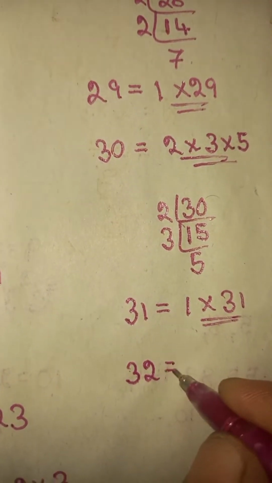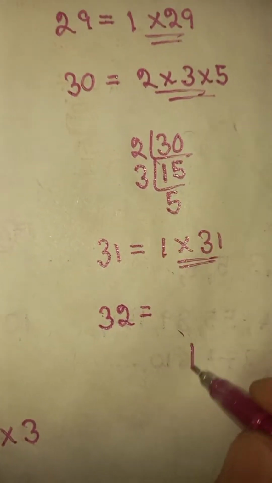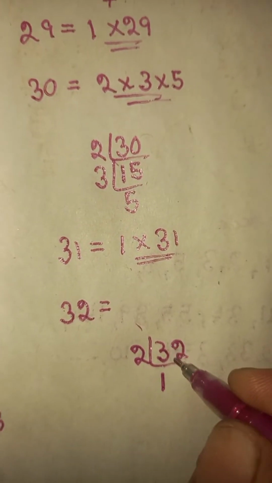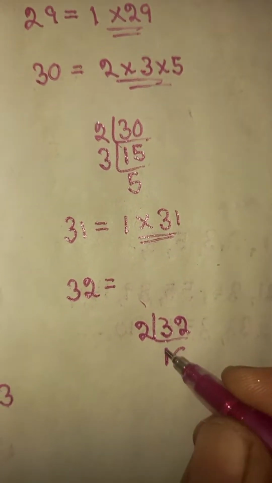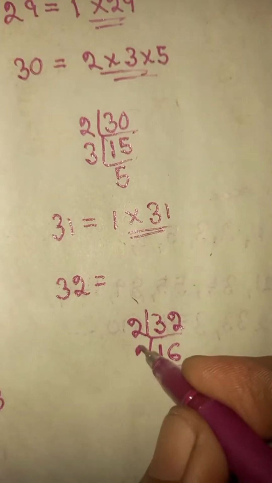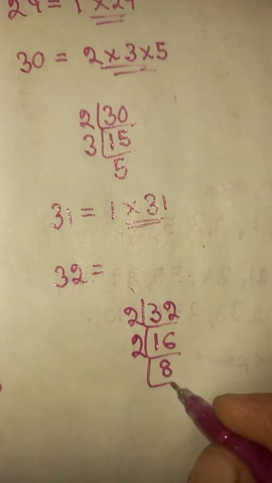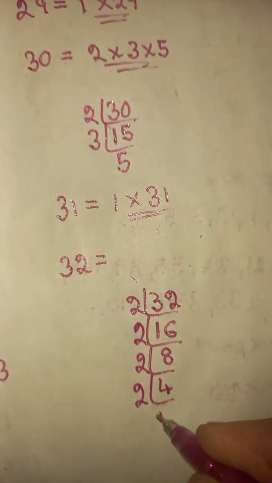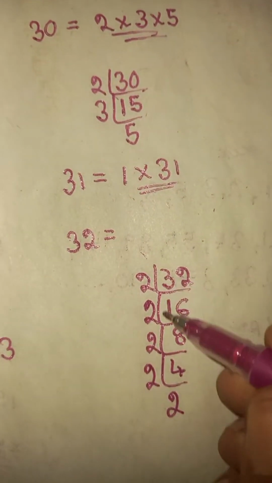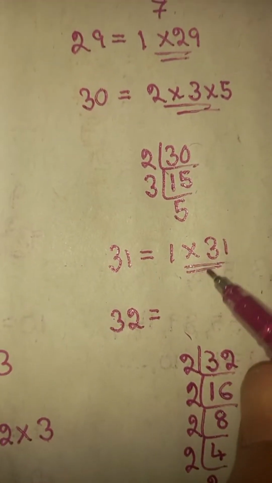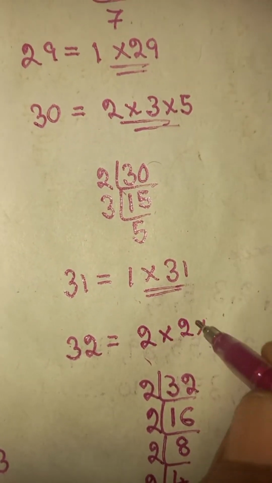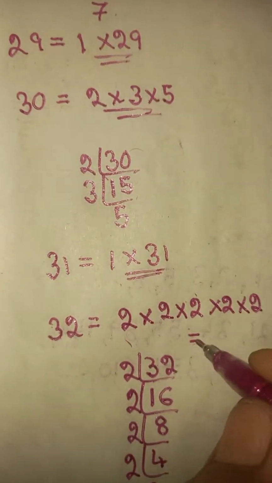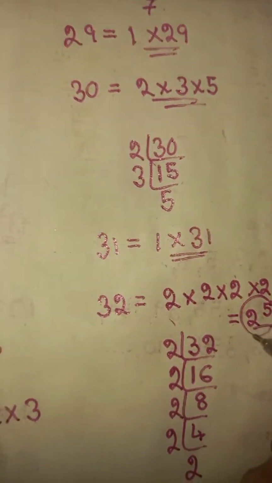Write what is 32. 32 you can start dividing here. 32 can be divided as 2 times 16. 16 can be divided again, 2 times 8 is 16. 8 can be divided again, 2 times 4. 4 can be divided again as 2 times 2. 1, 2, 3, 4, 5. There are 5 twos, so write it as 2 times 2 times 2 times 2 times 2, or you can simplify and write it as 2 to the power of 5.